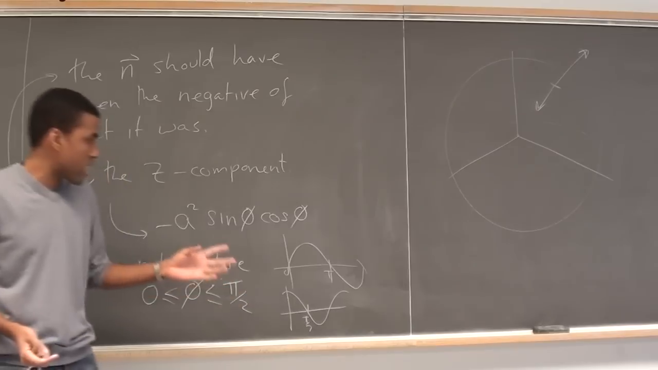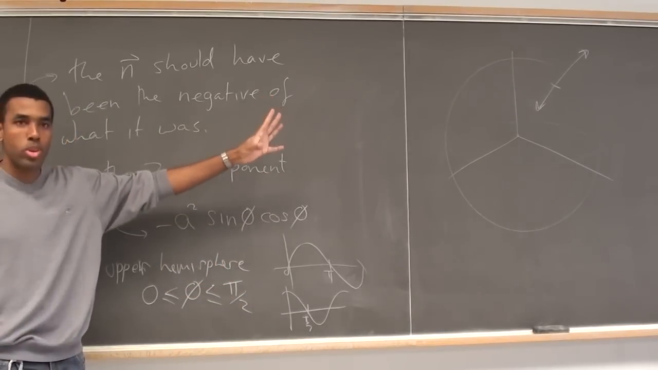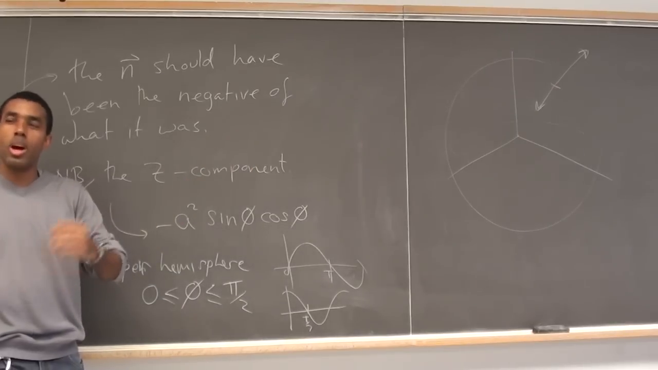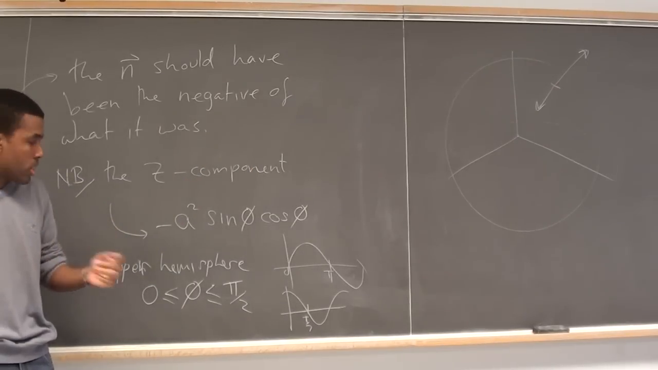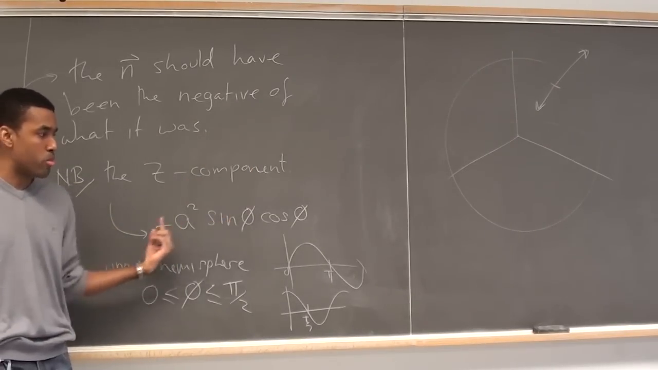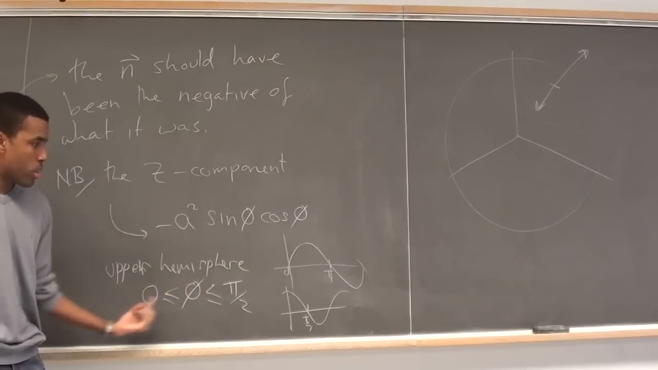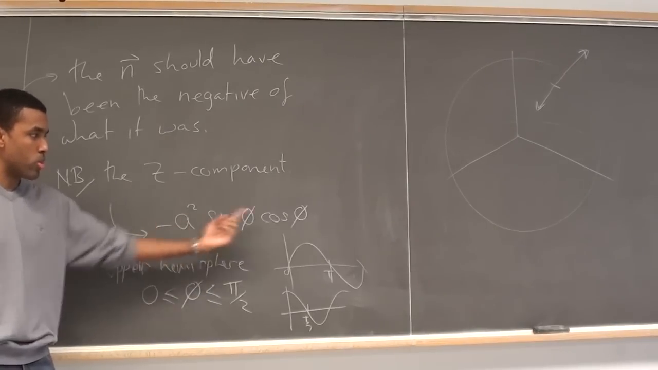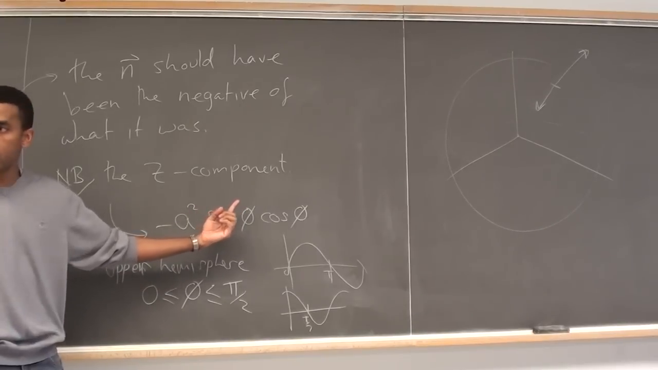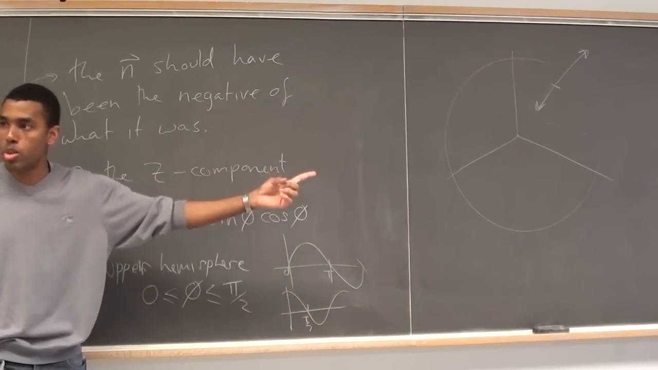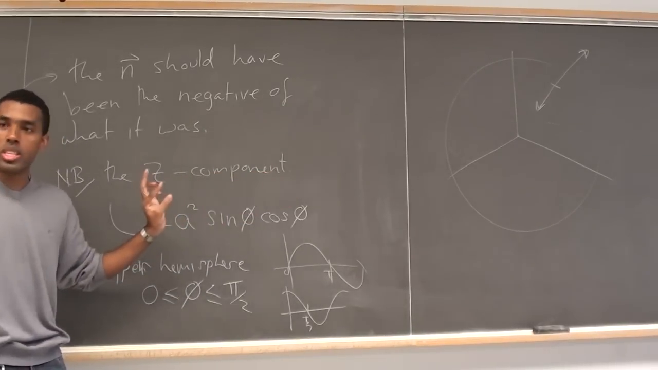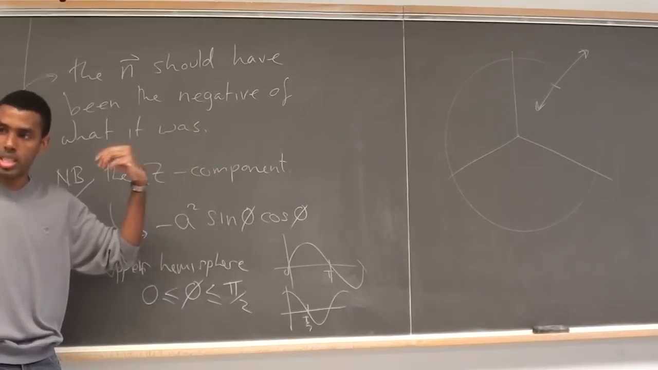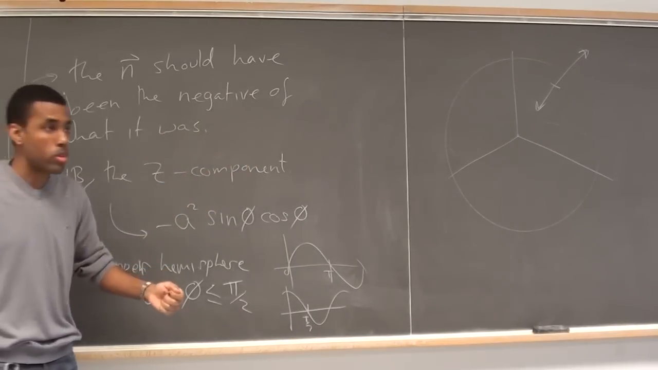A good way to check is to just look at one component and figure out, should this be going up or down? Should it be positive or negative? And then check your ranges against that component. If you check the range in the upper hemisphere against the z component that we had last class, you'd realize it gave you a negative number when it should have been giving you a positive. So you would know to just negate that normal vector and use that as the normal.